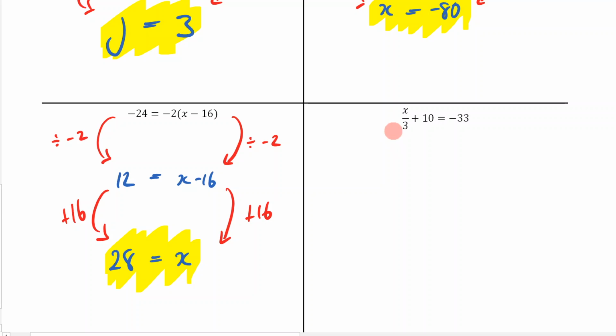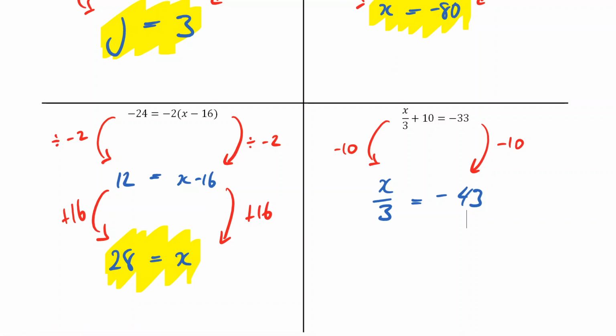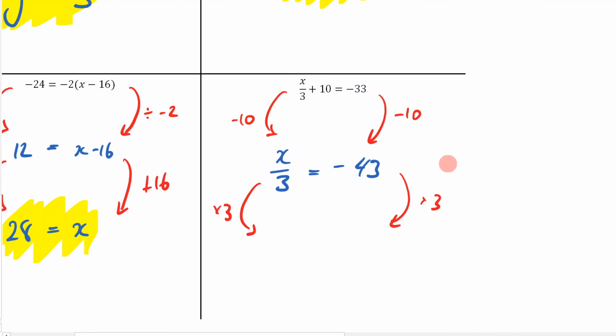All right, the first thing that I'm going to do here is take away this plus 10. So minus 10 first. That's going to leave me with x on 3 is equal to, now negative 33 minus 10 is negative 43. And now, this is just a really ugly number because now I'm going to have to times by 3. But that's okay because I can do some calculations here. So I can go negative 43 times 3. 3 times 3 is 9. 4 times 3 is 12. And then it's negative because I got a negative there. So my answer will be negative 129. X is equal to negative 129.